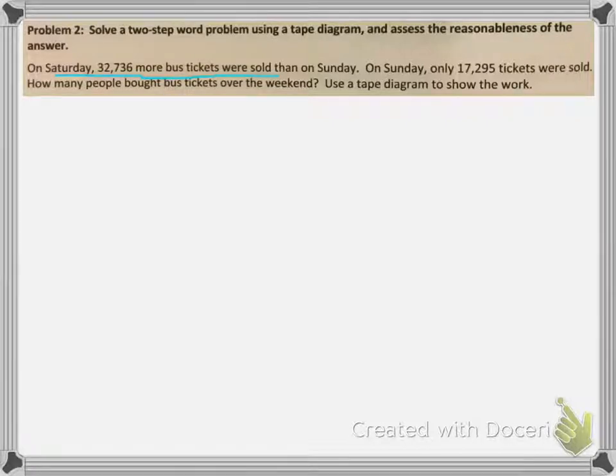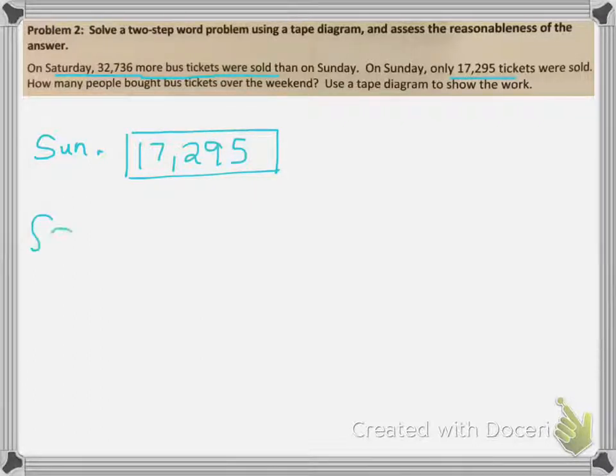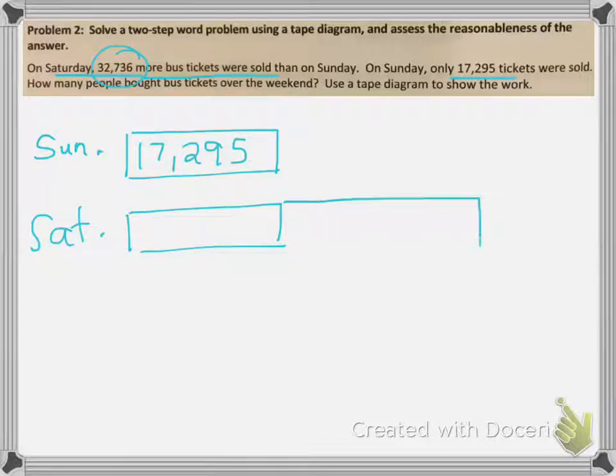Actually, it would make more sense to read my next statement. On Sunday, only 17,295 tickets were sold. So I think what I'd like to do is start with my tape diagram for Sunday and then build on from that. So Sunday they sold 17,295 tickets. But then on Saturday they sold this many more. So I'm going to have to start with my Sunday number and then add on a tape diagram with that many more tickets.